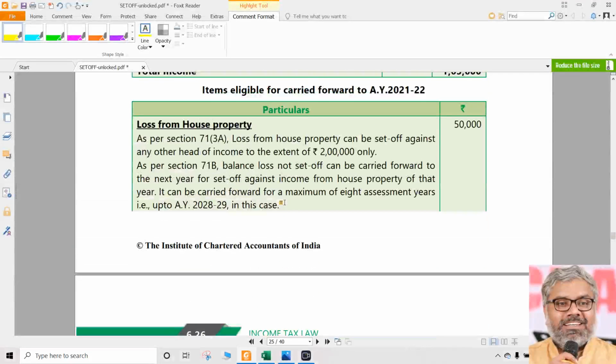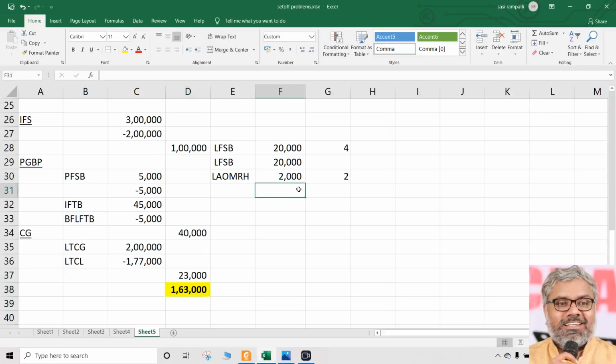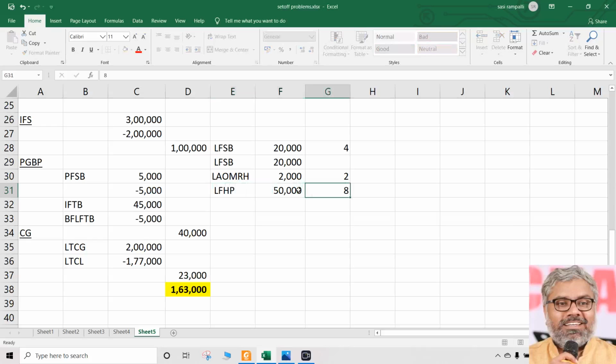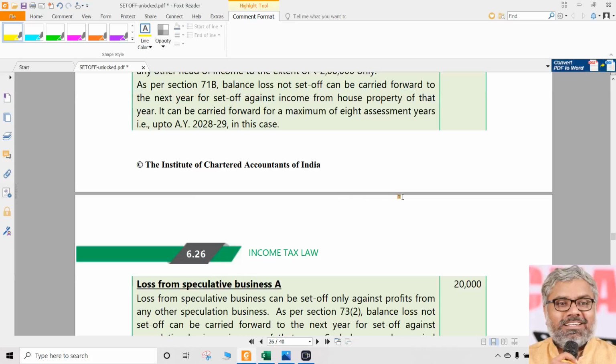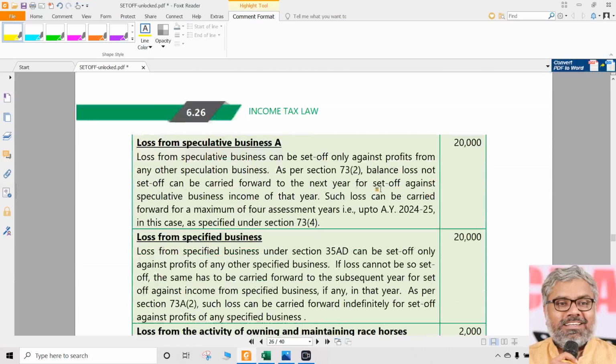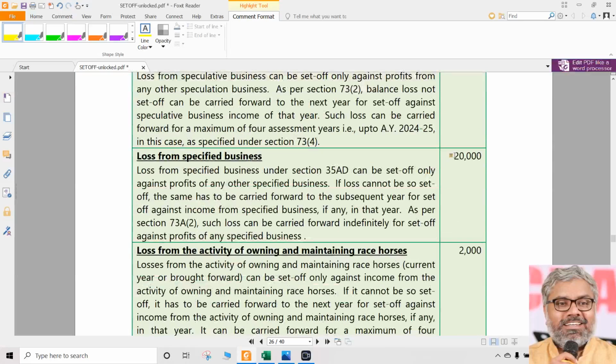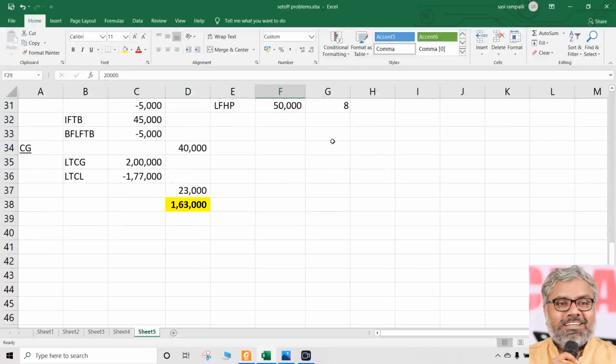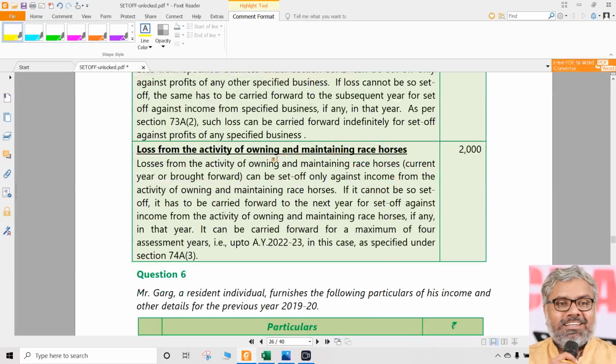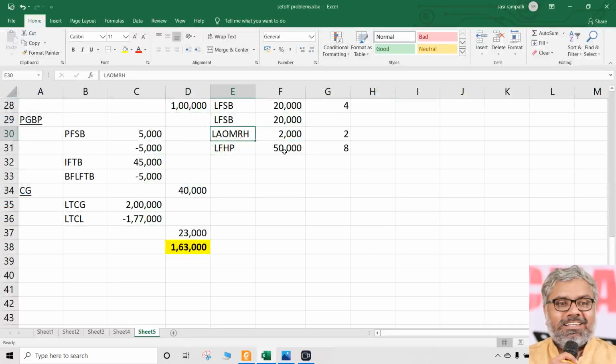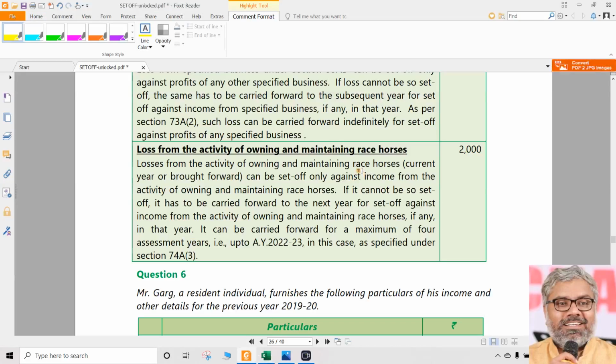Yes, and amounts which can be carried forward now include this remaining 50,000 loss from house property also, which could not be set off. That loss from house property can be carried forward for 8 more years, and it can be set off only against income from house property of future years. So that is one thing, 50,000 to be carried forward. 20,000 loss from speculative business can be carried forward for 4 more years. 20,000 loss from specified business can be carried forward indefinitely, and 2,000, that is loss from activity of owning and maintaining race horses, can be carried forward for 2 more years.